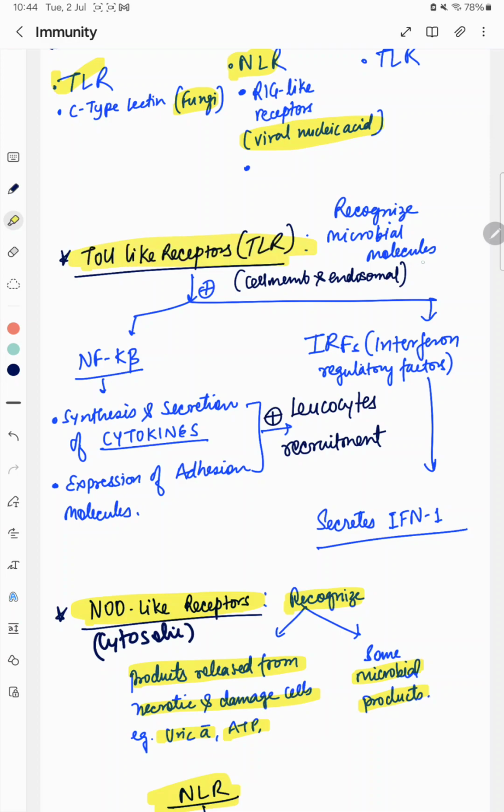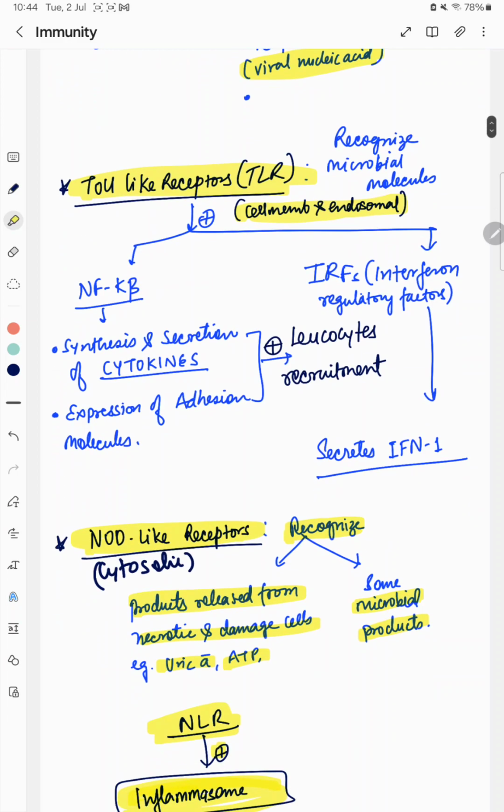The first is toll-like receptors. They recognize microbial molecules. They are present on the cell membrane and endosome. On stimulation, they activate NF-κB, which results in the synthesis and secretion of cytokines and expression of adhesion molecules, which results in leukocyte recruitment. In the other mechanism, on stimulation, toll-like receptors activate interferon regulatory factors and result in the secretion of type 1 interferon.